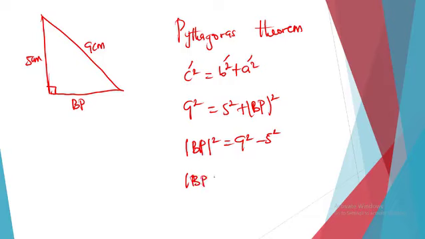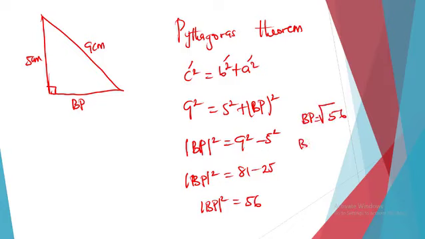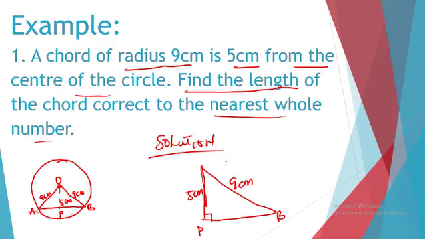Line BP squared is equal to 9 squared, which is 81, minus 5 squared, which is 25. So we have line BP squared equal to 81 minus 25, which gives us 56. Okay, so to find the value of PB, we then take the square root of 56. Line PB is equal to the square root of 56, which will give us 7.483.